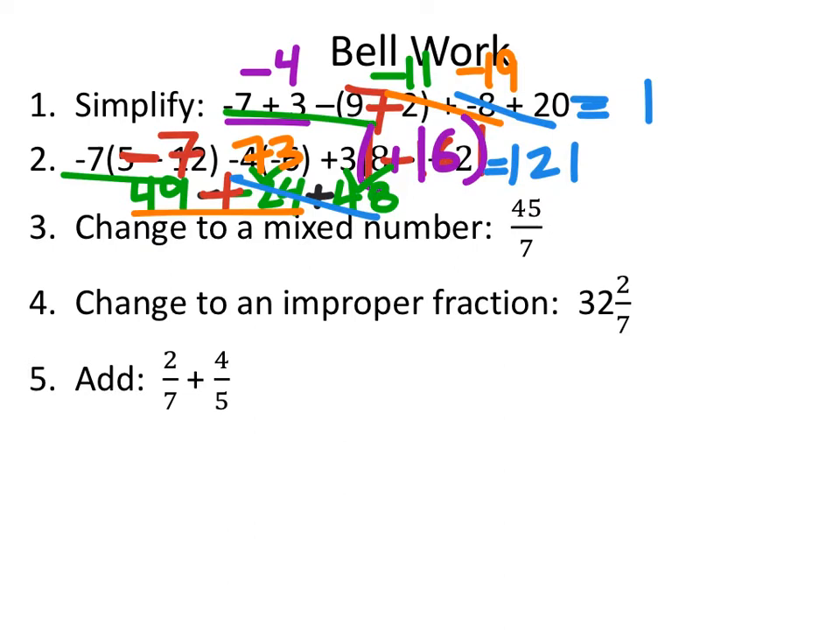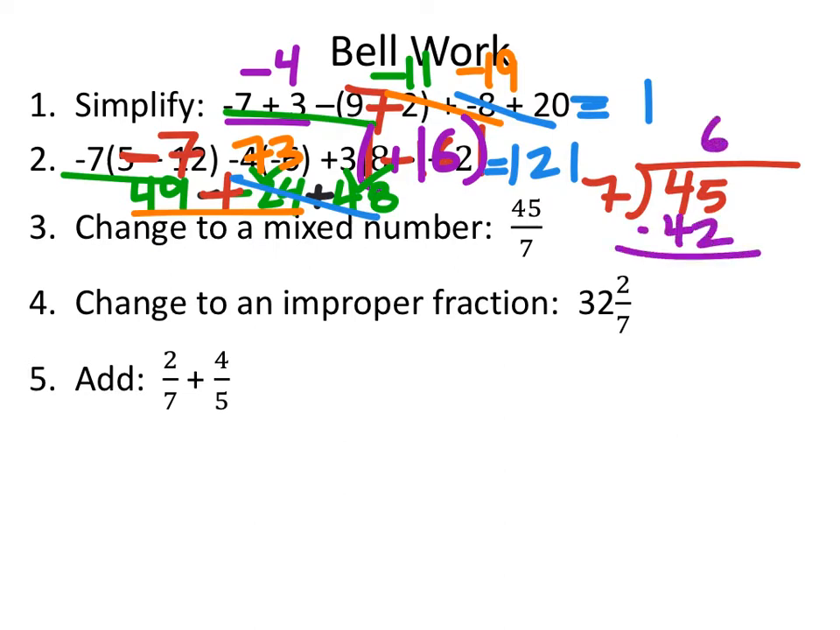Number 3, 45 sevenths, mixed number on this one. So I'm going to use long division on this one. It's 45 divided by 7. So a long division would look like this. And we're just looking for remainders on these to change these into mixed numbers. 7 goes into 45. Should be 6 times. 6 times 7 is 42. When you subtract, you get a remainder of 3, which means the final answer would be 6. You had a remainder of 3, and these were still in sevenths. So 6 and 3 sevenths.